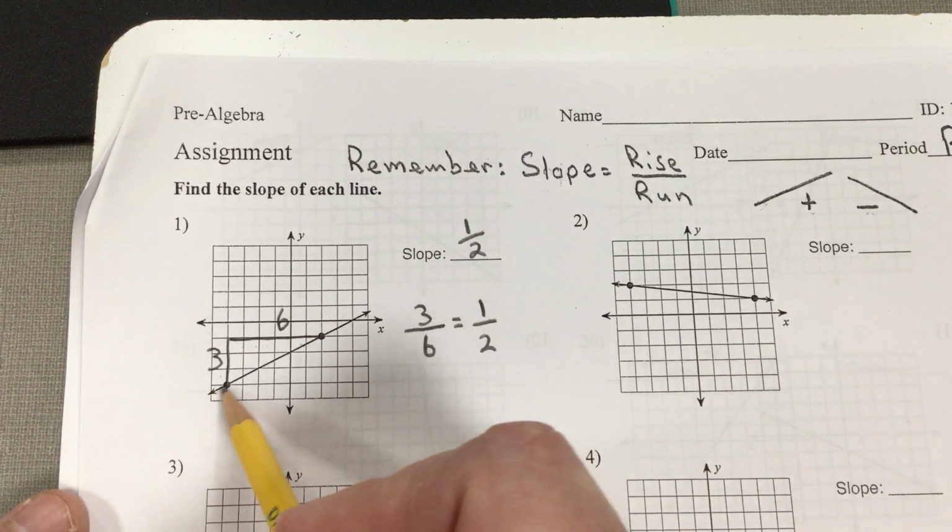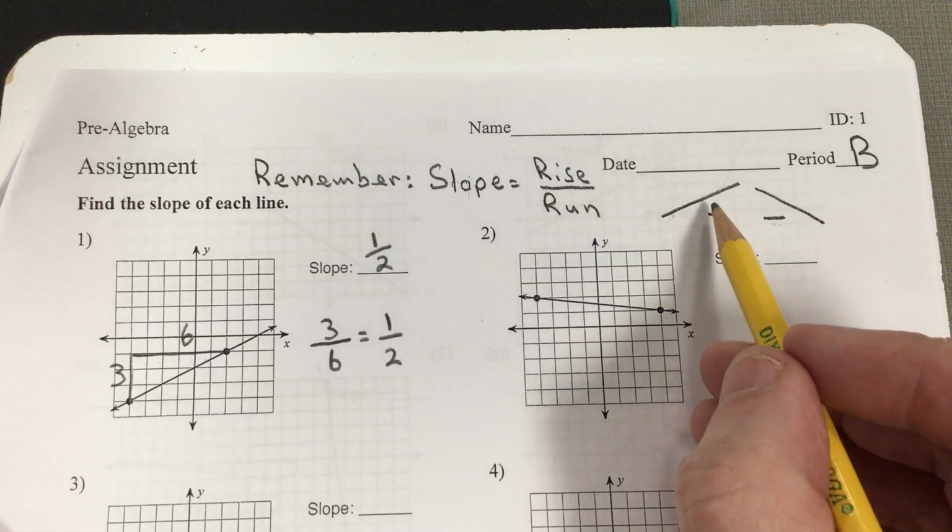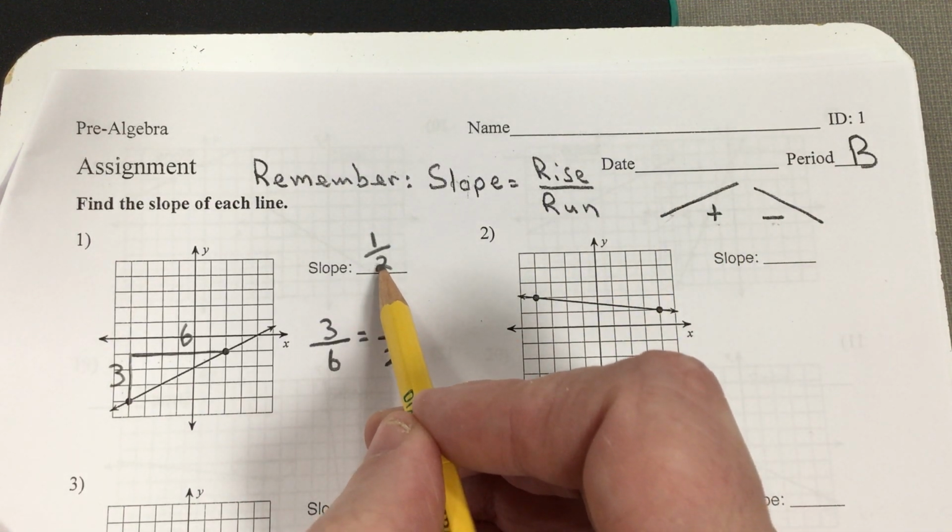So, look at the slant of the line now. See how it slants up like that? So that would be a positive slope. I can leave it just like this.